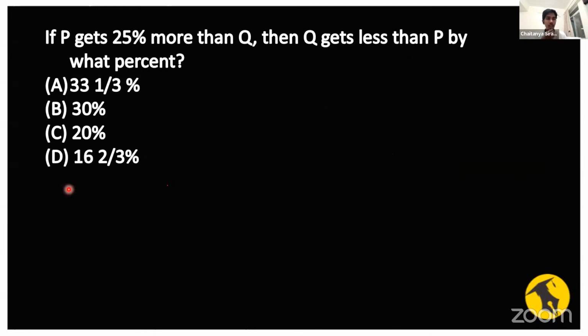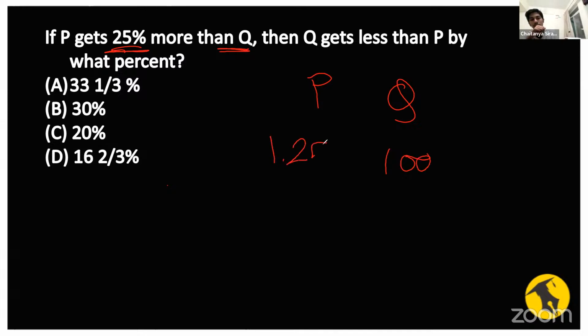Okay. If P gets 25% more than Q, then Q gets less than P by what percentage? This is similar to that A and B question we did on the first slide. Let's solve it strictly. Let's assume P and Q have some value. Let's say Q has 100. So P will be 125.